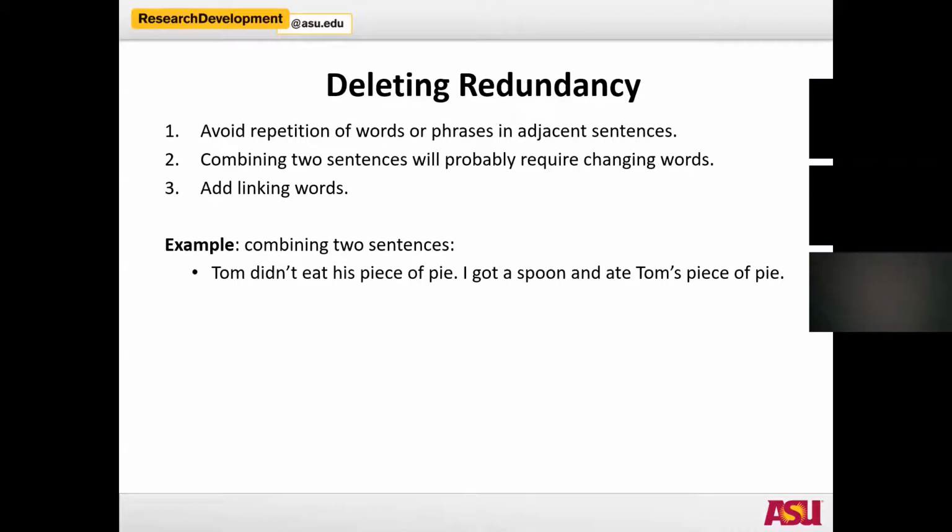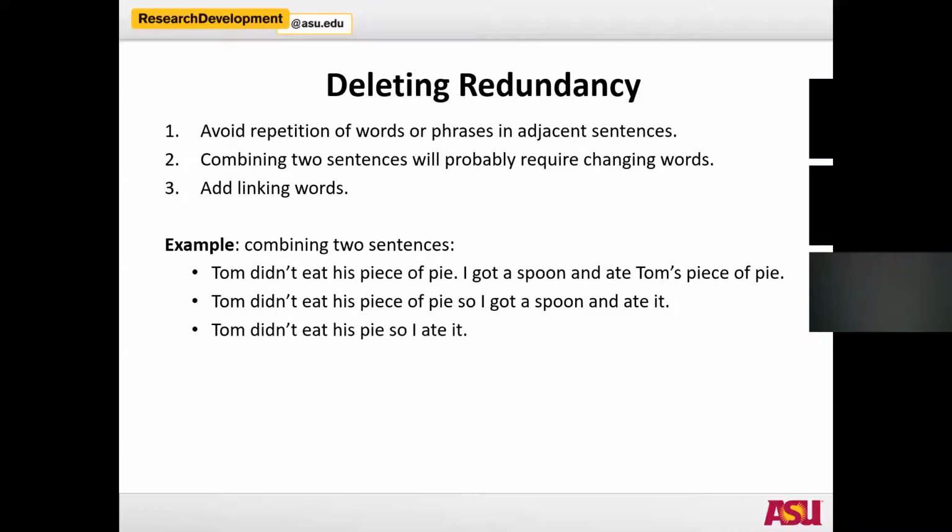So here's a very simple example. Tom didn't eat his piece of pie. I got a spoon and ate Tom's piece of pie. All right, what can you say instead? Tom didn't eat his piece of pie, so I got a spoon and ate it. Or Tom didn't eat his pie, so I ate it. Does it matter if you say you ate it with a spoon? It might. Obviously not in this example, but it might. You would want to leave that in, and you have to evaluate everything that you're editing to be sure that you don't need those words.